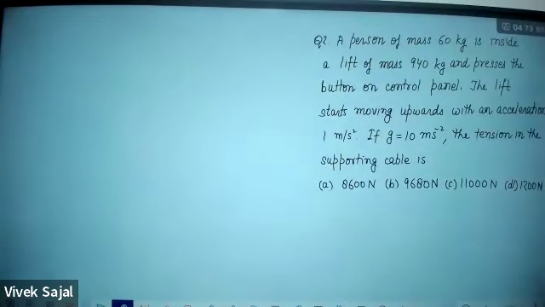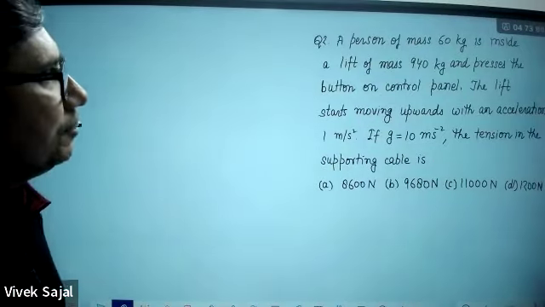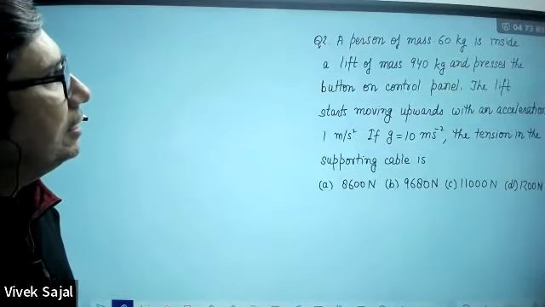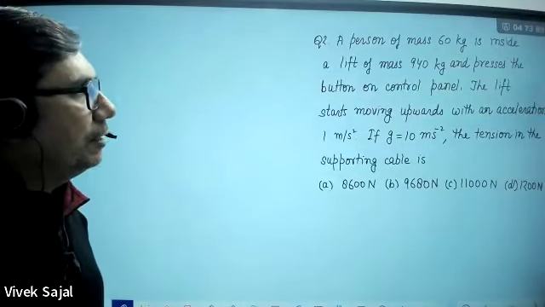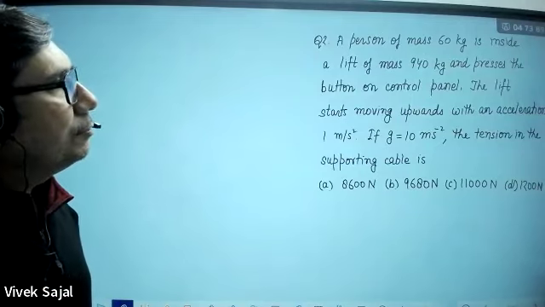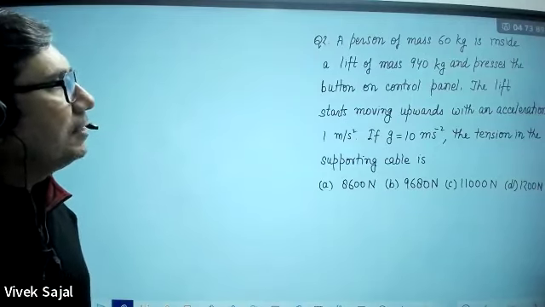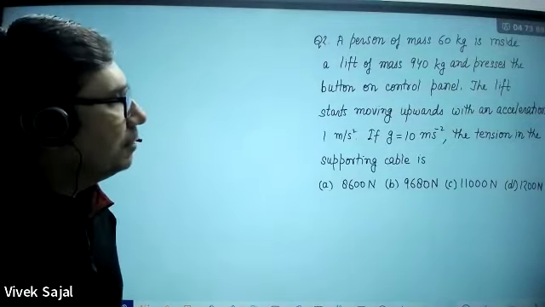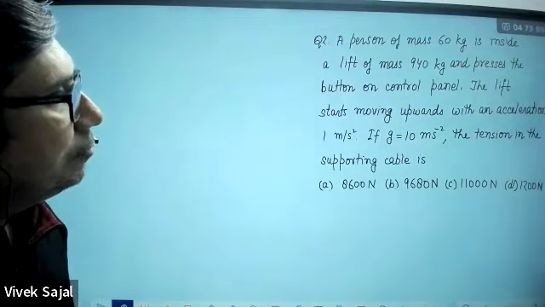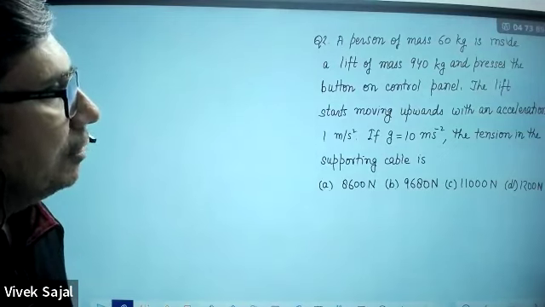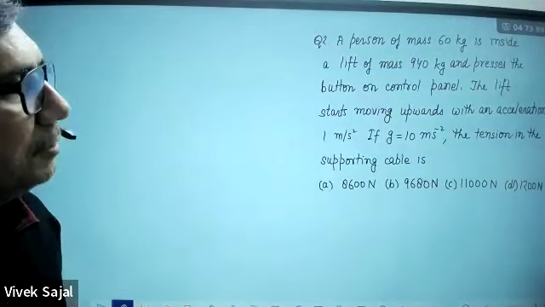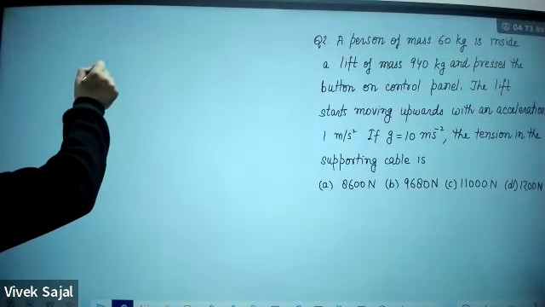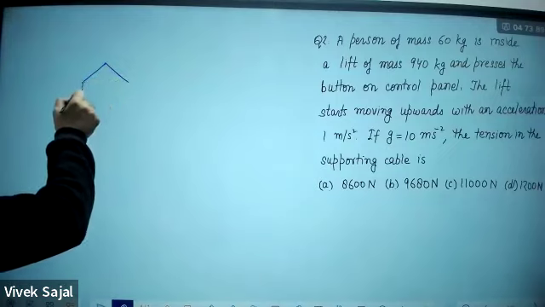A person of mass 60 kg is inside a lift of mass 940 kilogram and presses the button on the control panel. The lift starts moving in the upward direction with an acceleration of 1 meter per second square. If g is equal to 10 meter per second square, the tension in the supporting cable is. So what they are saying is, like this is a lift here. Okay? Lift is here.